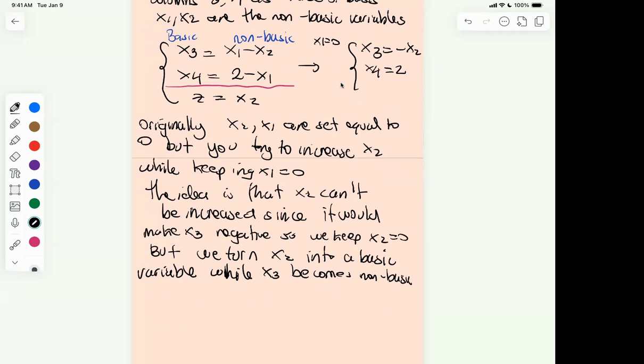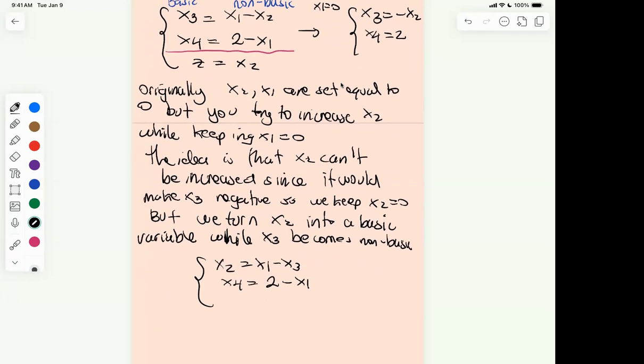So you get that x3, x2 is x1 minus x3, and x4 is 2 minus x1. And z, which was x2, becomes x1 minus x3. Okay. Because again, the idea is that the basic variables and the function must always be written in terms of the non-basic variables.